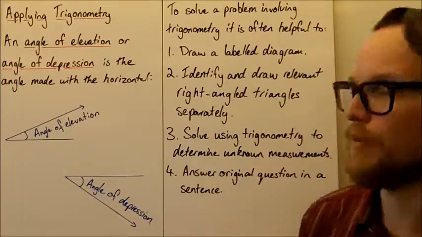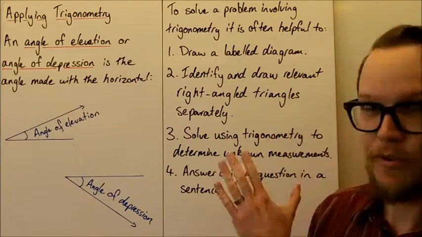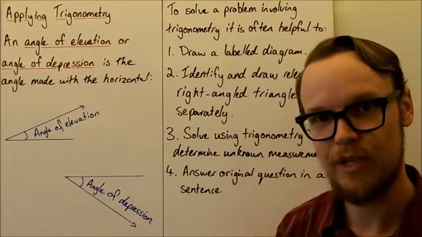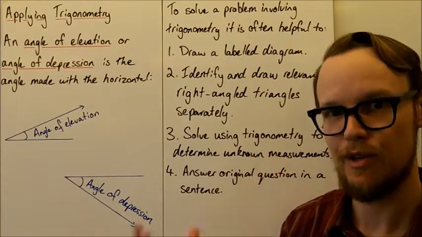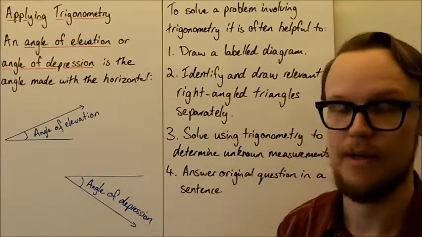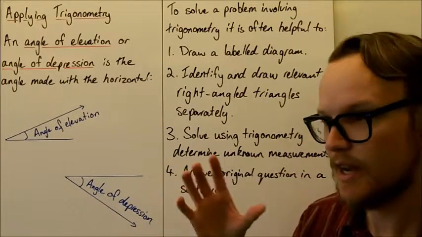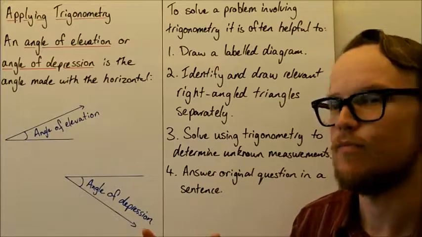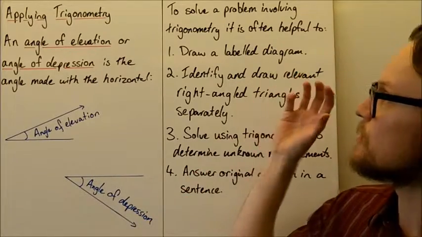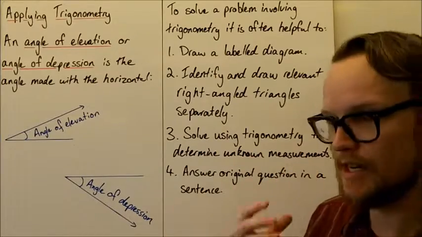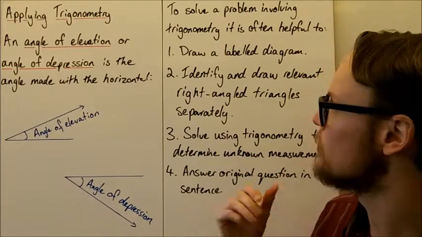So to solve a problem involving trigonometry, it's often helpful to firstly draw a labelled diagram. It's really important that a lot of these geometric concepts need to be visualised because they are visual and often real world, so it is important to be able to draw a diagram to better understand what you need to find in the problem.